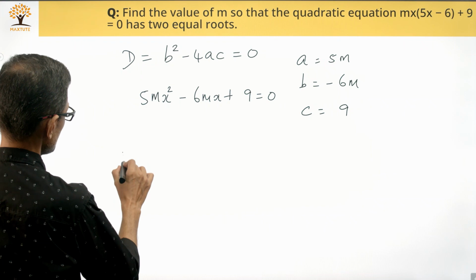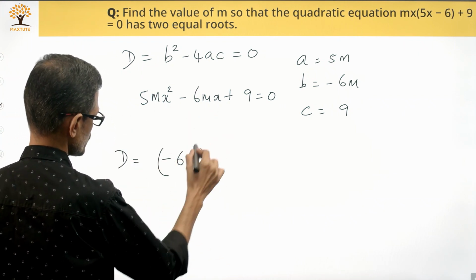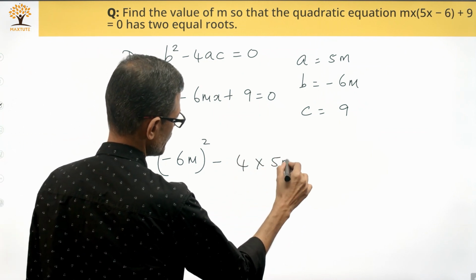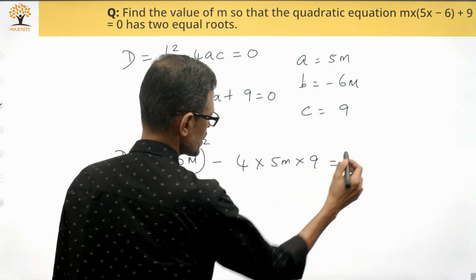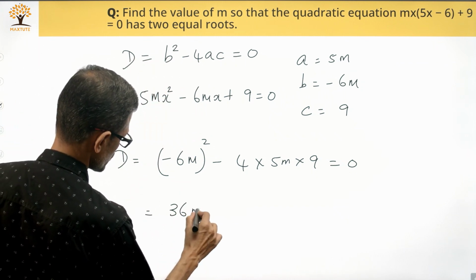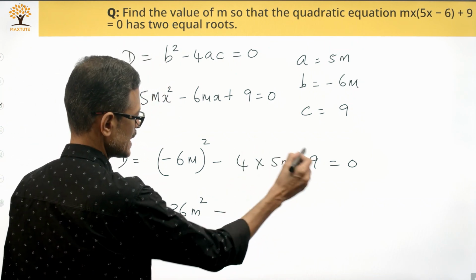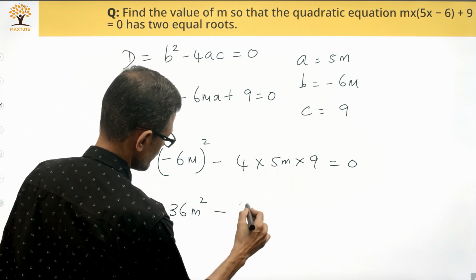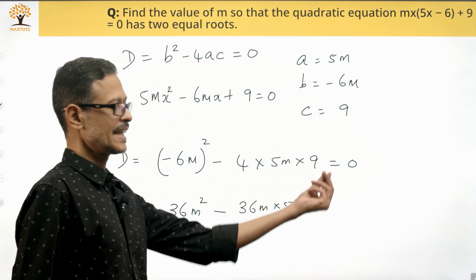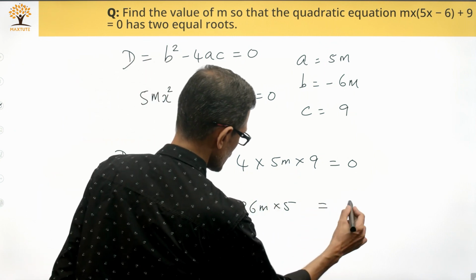So the discriminant therefore is going to be equal to b square, (minus 6m) the whole square, minus 4ac, 4 into 5m into 9, is equal to 0. So this is equal to 36m square minus, I'll write all of them together, 36m into 5. I'm just rewriting 4 into 9 as 36, into m, 36m into 5. This is equal to 0.